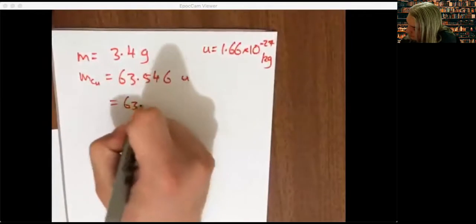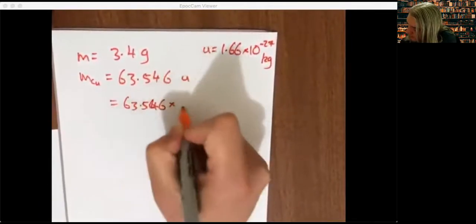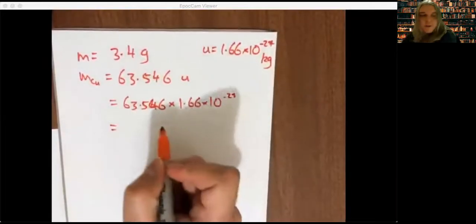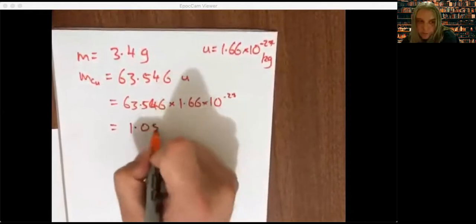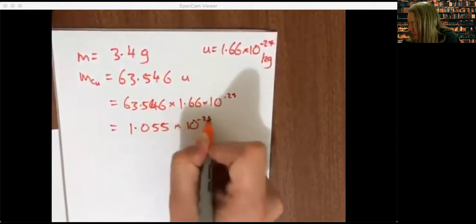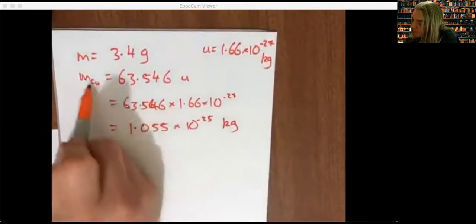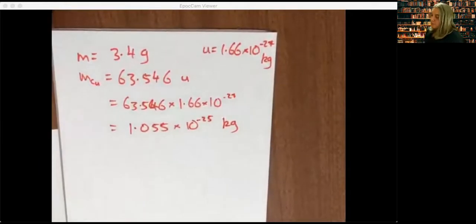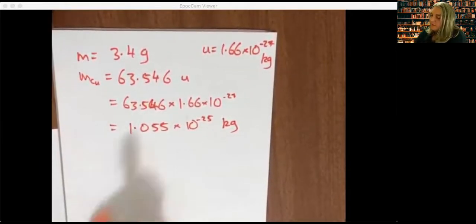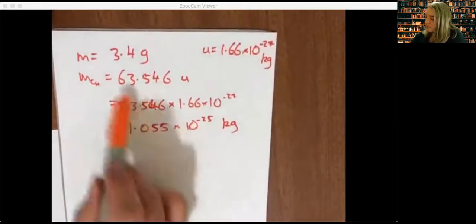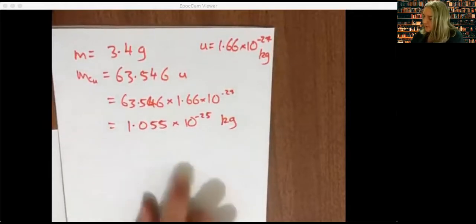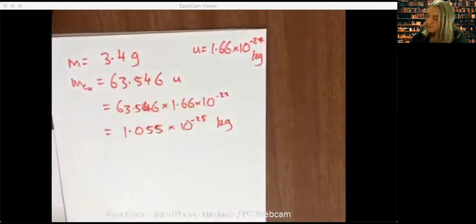So that means we have 63.546 times 1.66 times 10 to the negative 27. And that gives us 1.055 times 10 to the negative 25 kilograms. So each atom has a mass of that many kilograms, 1.055 times 10 to the negative 25. You can see why we stick with U. 63U, or 63.5 U, is a lot easier than 1.05 times 10 to the negative 25 kilograms. It's just cleaner doing it this way. But obviously you have to be able to convert back, which is the point of this question.